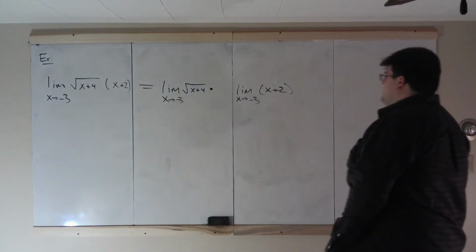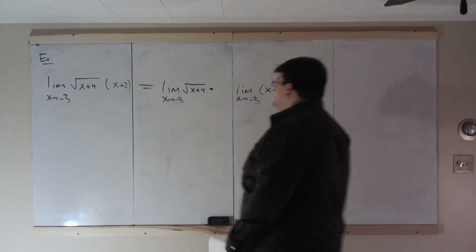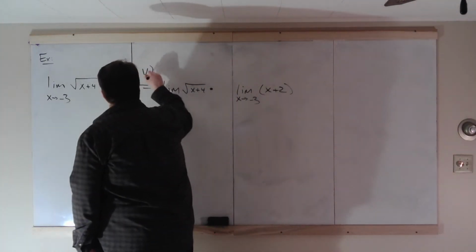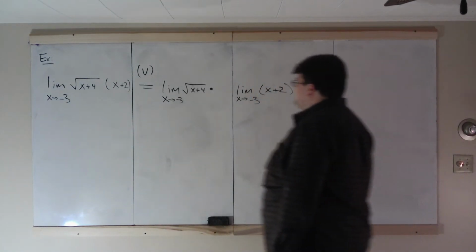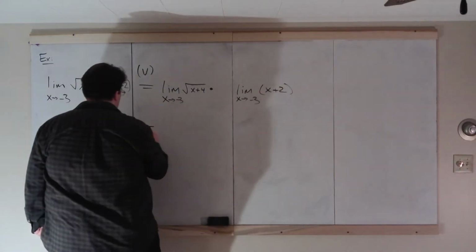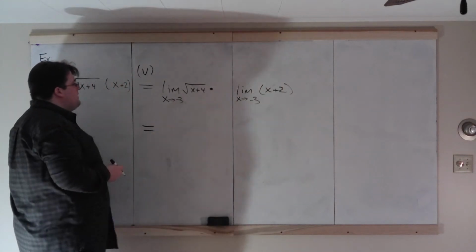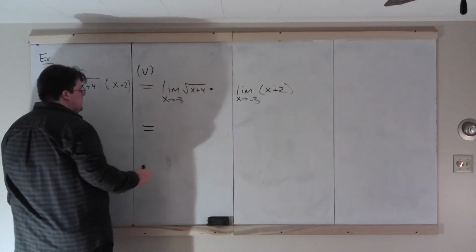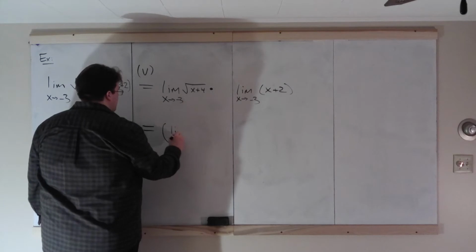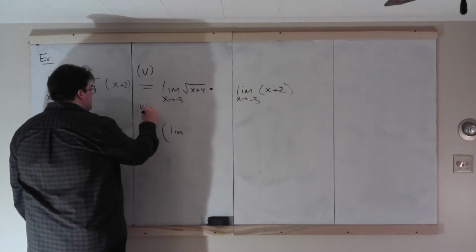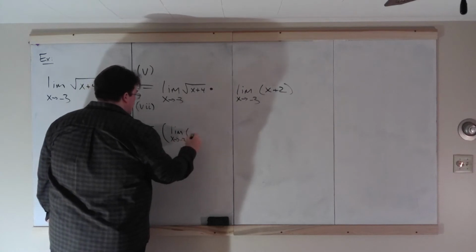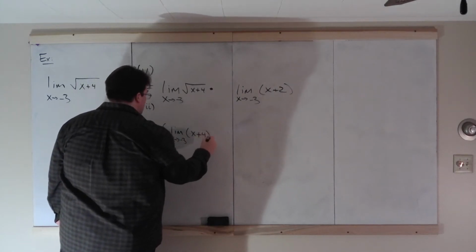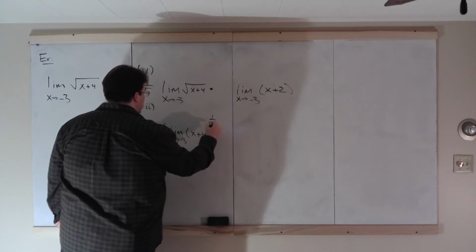Well, now what can we do? We have two limits to deal with, but the first one, which rule did we use here? We used rule 5 to get that first equal sign. How about this next one? Well, we have a function all raised to the 1/2. So we can apply rule 7 and push this limit inside that exponent of 1/2.